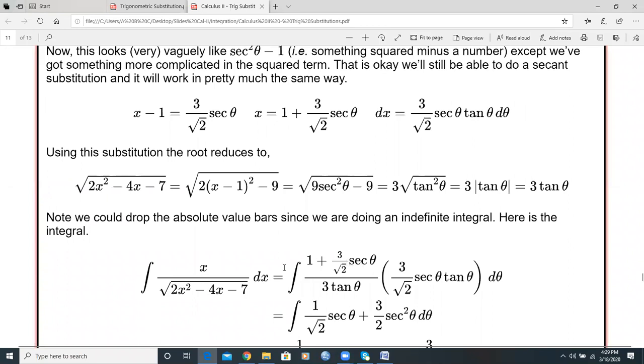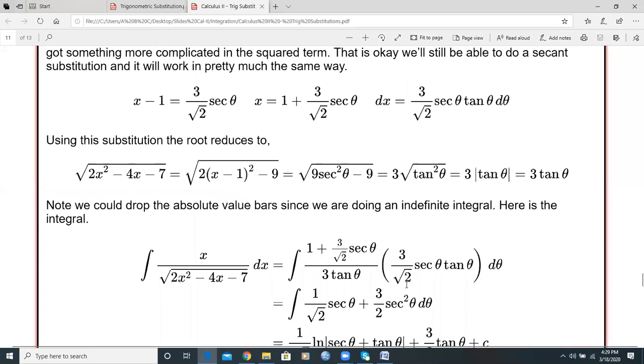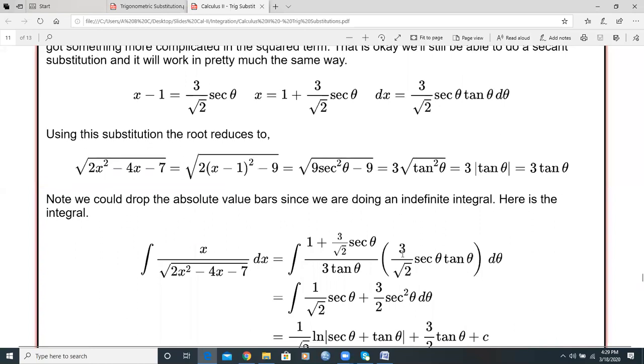And the value of this square root is 3 tan theta, and dx is, so next we simplify the right hand side of this equation. This tan theta is cancelled with this tan theta. And this sec theta is multiplied with this 1 plus 3 square root 3. So finally we get this integral.